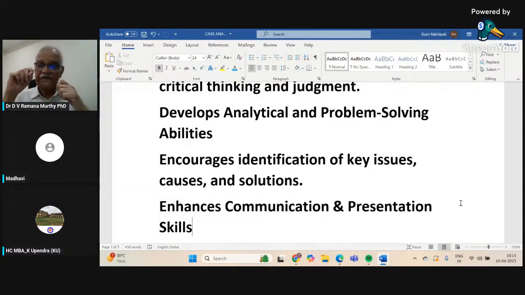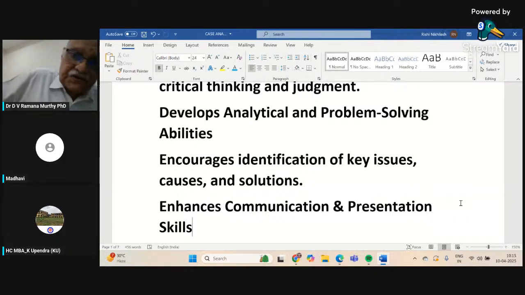So at the first step, you need to identify the problem and define it in crystal clear terms. Then, of course, you will be analyzing it. That's why analysis is very, very important, even to identify the problem. And then problem solving is another aspect. The next aspect would be the problem-solving abilities. So case analysis is the training you can get.